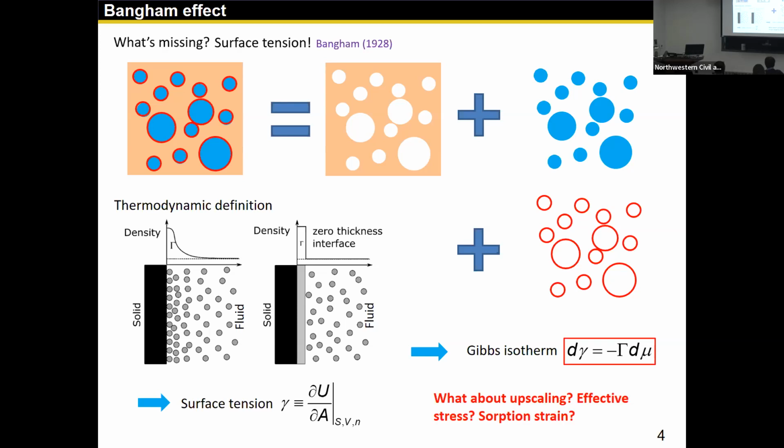However, there are many missing parts. For example, upscaling, because surface tension is a local pore wall property, while what we're interested in is a global pore mechanics response. How about effective stress? And how does that lead us to quantitatively predict solid strength?